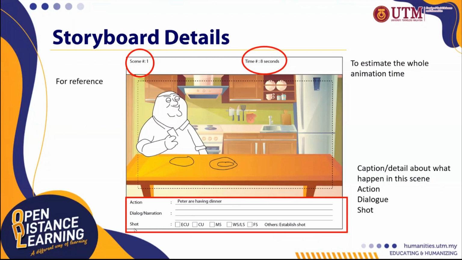And then the shot. For example, this is an established shot. Normally, for creating a video or animation, an established shot means the scenery of where that location will happen, for example in this kitchen. So that is an established shot, normally at the beginning of any movie or animation.